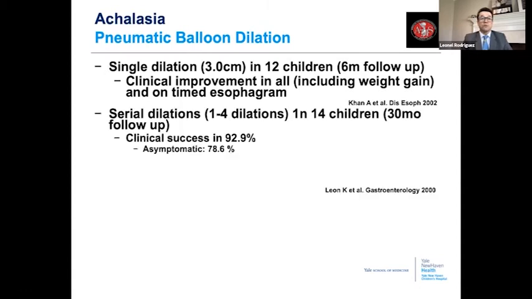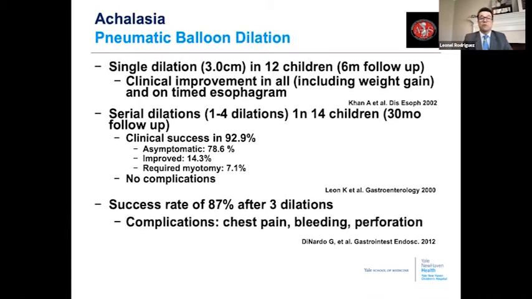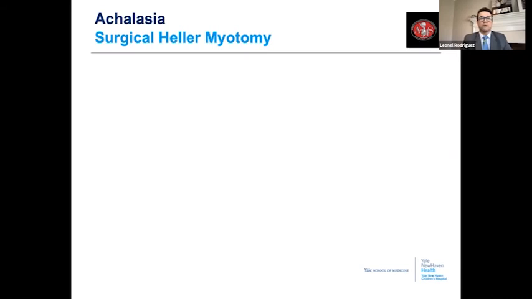There is this other one that showed a 93% clinical success of serial dilations in 14 children, with only 7% of them requiring a myotomy after undergoing the dilations and no complications. There is this other one that reported an 87% of success after 3 dilations with potential complications like chest pain, bleeding, and perforation. How about surgical myotomy?